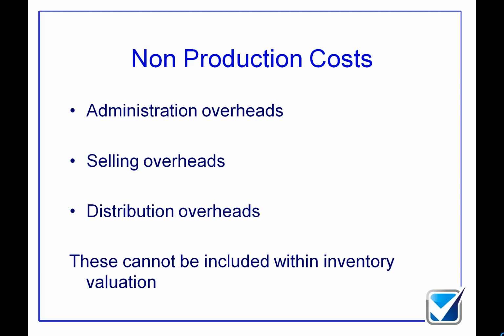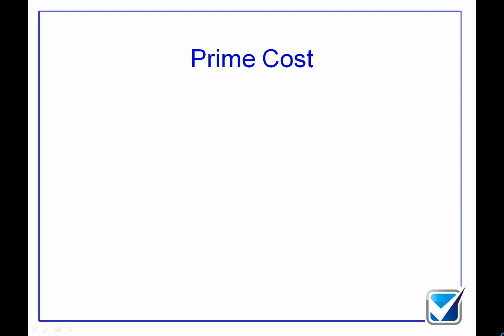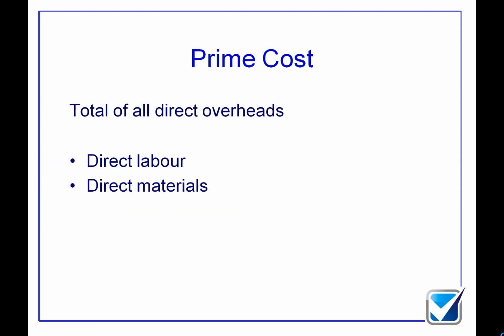Now, cross-reference this to a later chapter when we start looking at the difference between marginal costing and absorption costing. All of this will suddenly come back, and I'm afraid, guys, it's going to haunt you because it's a really important aspect, which is why we've got an entire chapter on it. I've talked about prime costs. Prime costs are the total of all of our direct overheads: direct labour, direct materials, direct other or direct expenses.